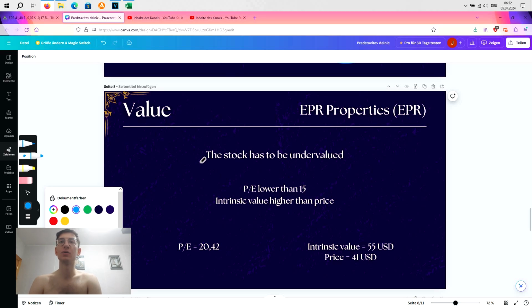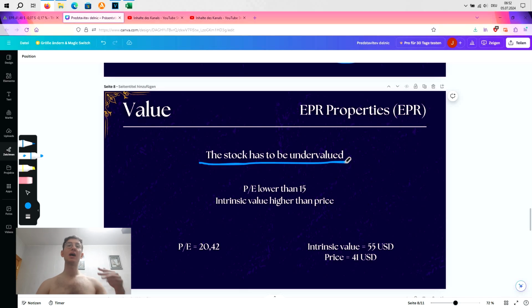Now, here we come to the value, okay? And obviously, when we invest in stocks, we want to invest in undervalued stocks, because if we invest in undervalued stocks, then we have higher chances that they will grow in the future. Now, how do we measure valuation? We measure value by two simple concepts, okay? The first concept is the so-called P/E ratio, and the second one is called intrinsic value. Now, as a complete beginner, this might sound a bit complicated, but as a rule of thumb, you should consider the following. P/E ratio should be lower than 15, and intrinsic value should be higher than the current price. Now, let's discuss that a bit more.